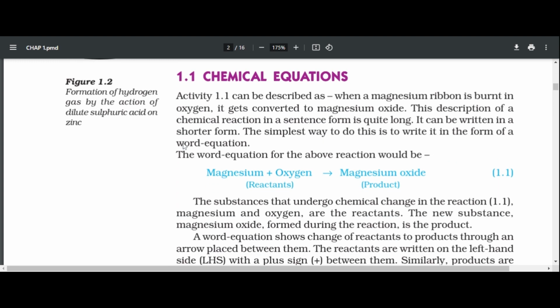Chemical equations. Activity 1.1 can be described as: when magnesium ribbon is burned in oxygen, it gets converted to magnesium oxide. This description of a chemical reaction in sentence form is quite long. It can be written in a shorter form. The simplest way to do this is to write it in the form of a word equation. The word equation for the above reaction would be: magnesium plus oxygen gives magnesium oxide.